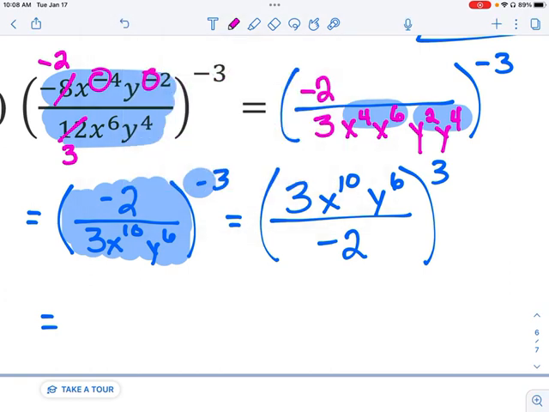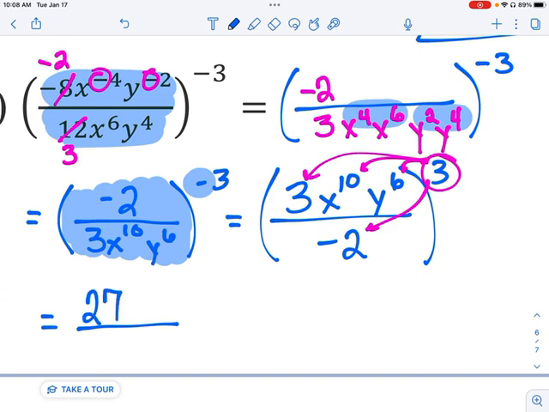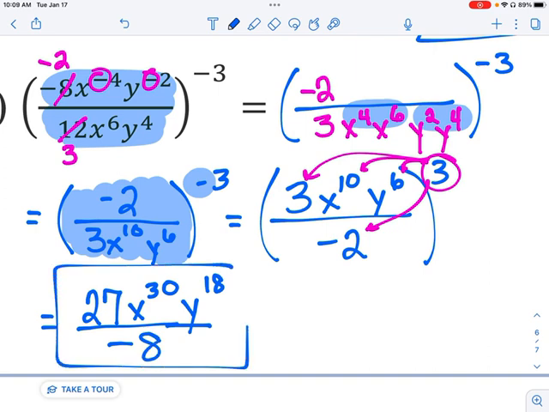So I'm going to take this third, and I'm going to take it to everything. The first one, I'm going to start off 3 to the 3rd. Remember, that's not 3 times 3. That is 3 times 3 times 3, and that is 27. X to the 10 raised to the 3rd, we multiply those, so that becomes x to the 30. Y to the 6th to the 3rd becomes y to the 18th. And then negative 2 to the 3rd would be negative 2 times negative 2 times negative 2, which is negative 8, and that would be our final answer.